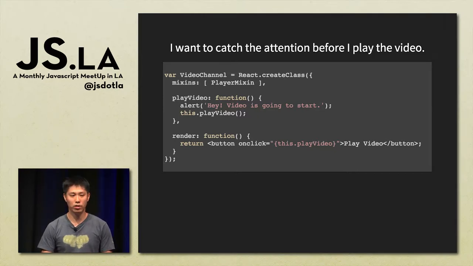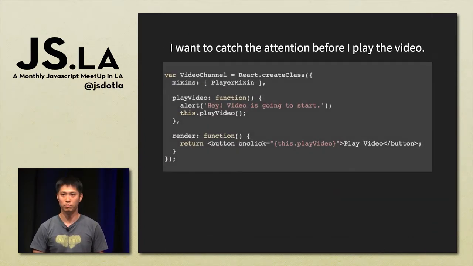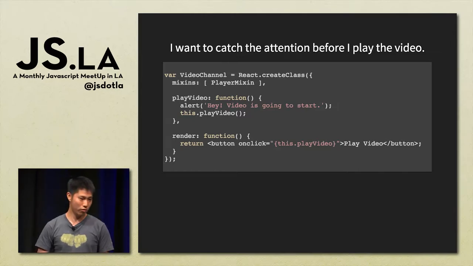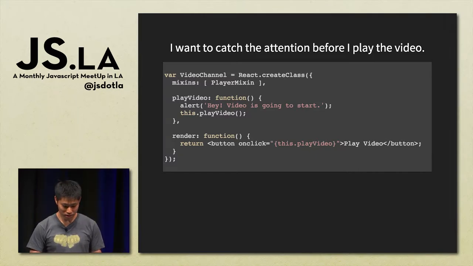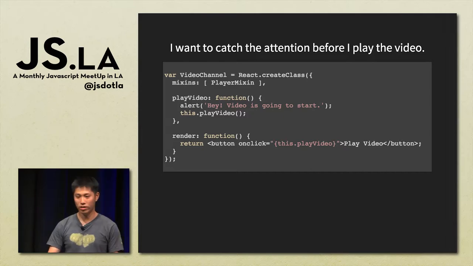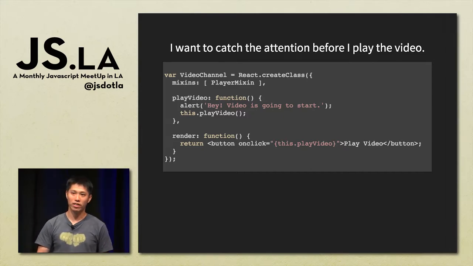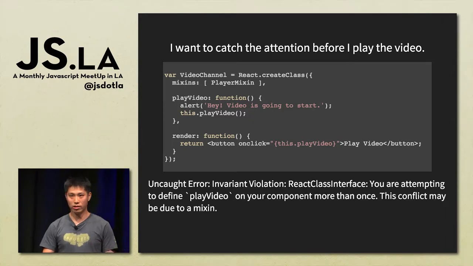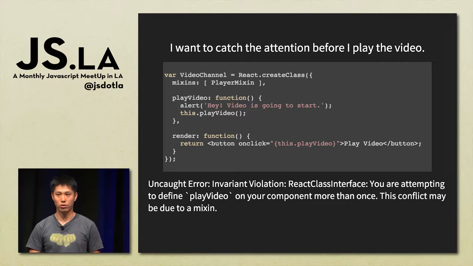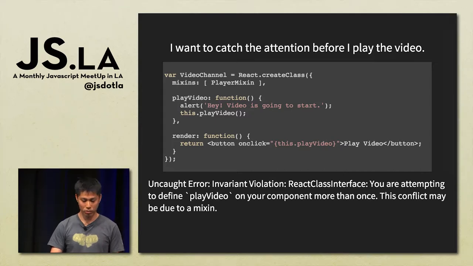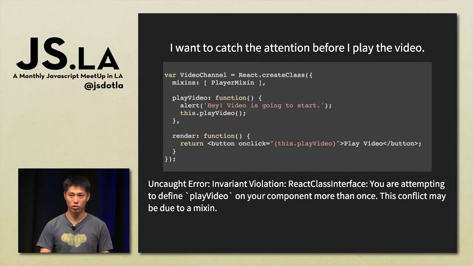When I play the video, I want to catch the user's attention. I do an alert. So I alert first, and then I will call the play API mixin to play the video. But it seems to have some problem here, right? You're calling this.playVideo, and then in the method, you're calling the mixin's this.playVideo. It looks like it's going to an infinite loop, right? Actually, React doesn't even allow you to do that. It will tell you that you're trying to define the same method again, and it probably comes from the mixin. Right, there's a conflict here. So what can we do?